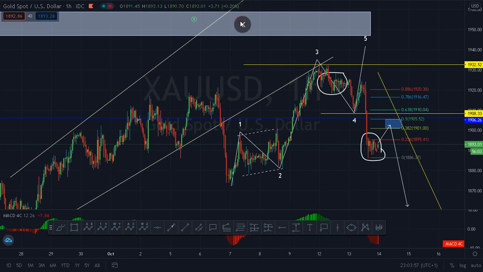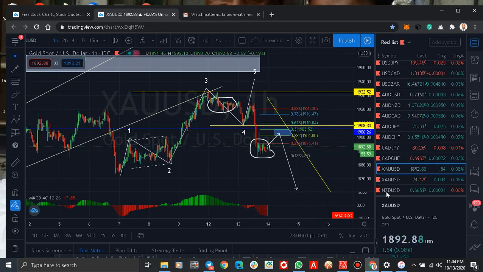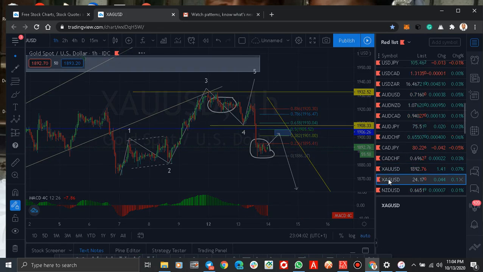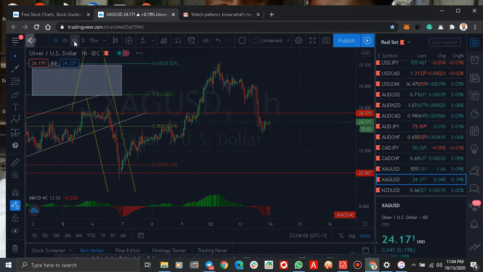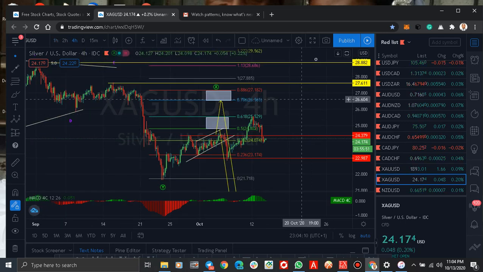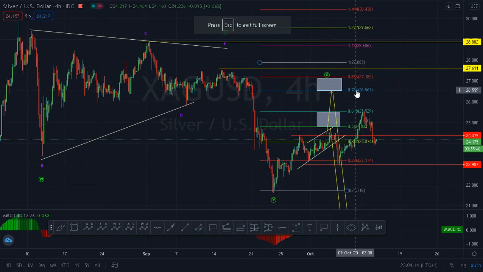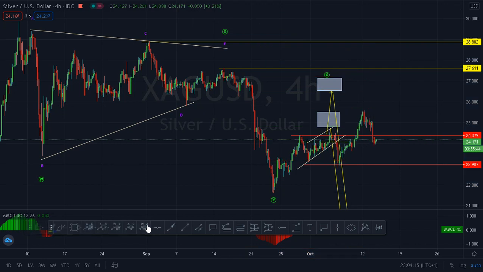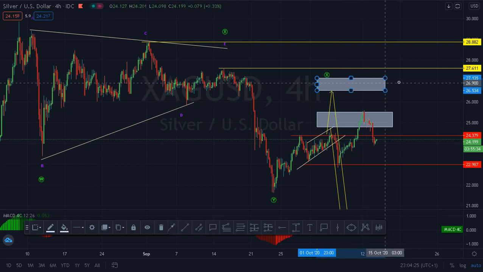What happened on gold happened on silver. They are almost the same, they are similar. I traded both gold and silver. I entered both at the same time, and I sold both of them at the same time. This very place is my first target on silver.